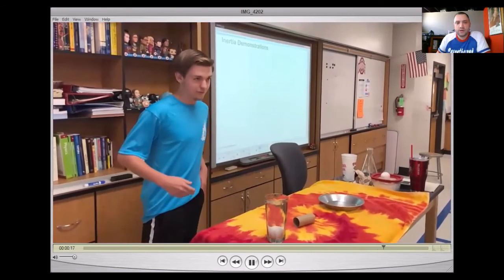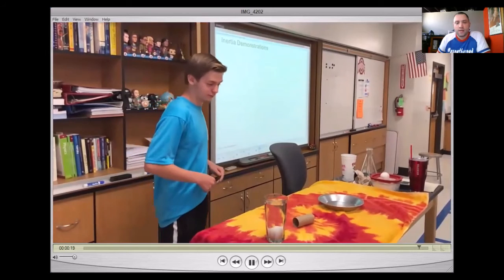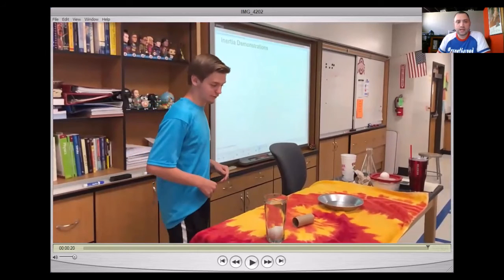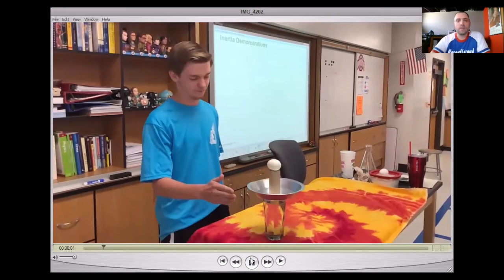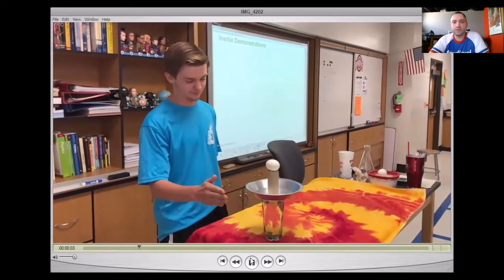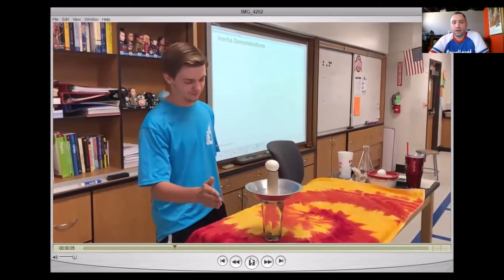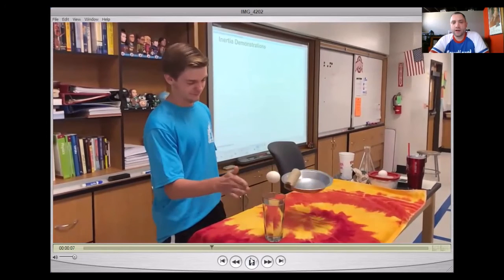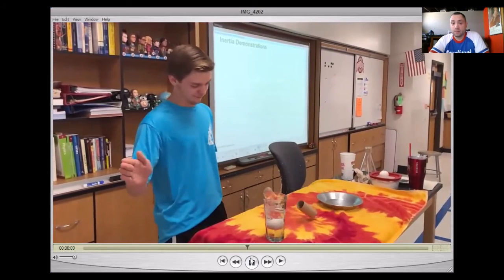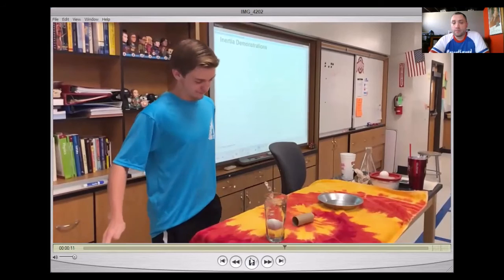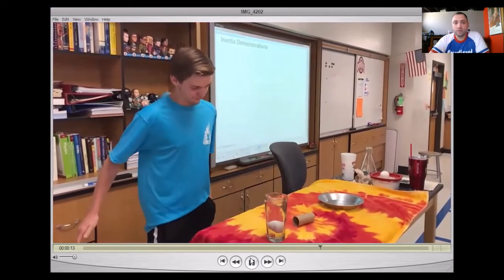So what this is showing is that the egg wants to stay in its spot. The egg wants to stay where it is, but the force is being applied horizontally to the pie pan, so it goes flying out of the way. The egg, once the holder is removed, falls straight down.